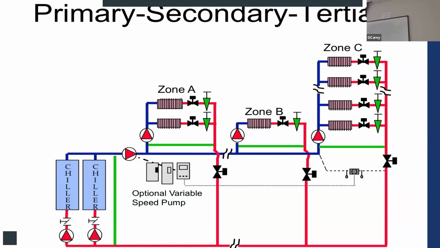So the chiller pumps are decoupled from the distribution. The distribution is decoupled from the chiller, as well as the tertiary or the zone pumping, the building pumps, with their own decoupling bridges, if you will.